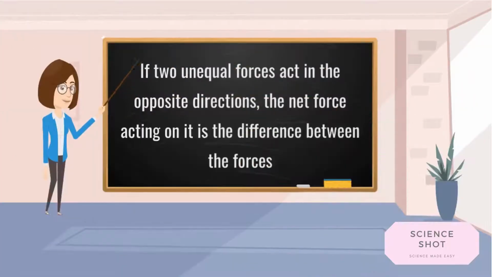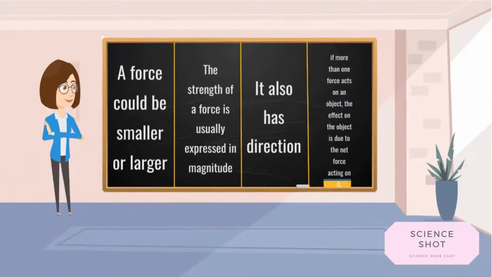If two unequal forces act in the opposite direction, the resultant force acting on the object is the difference between the two forces. In the case of equal forces, the net force on the object is zero, so it will not move. In the case of unequal forces, the net force is the difference between the forces and the object moves towards the force with less magnitude.